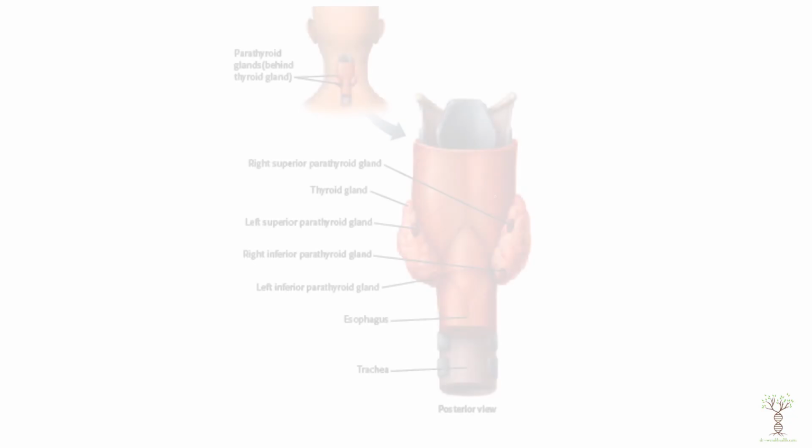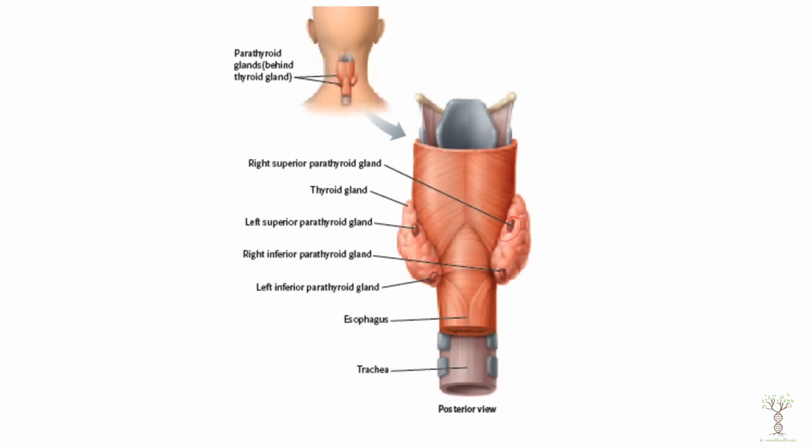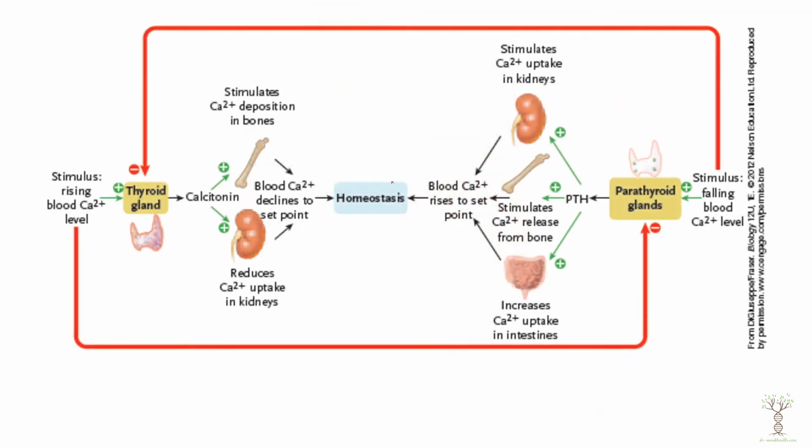So let's look at a bit more detail of how that works. This diagram is showing the posterior side of our thyroid gland, and you can see that we have these 4 parathyroid glands on the posterior side. So each of these parathyroid glands has chief cells that produce parathyroid hormone. Now, in this diagram, we are looking at how homeostasis is maintained with our blood calcium levels.